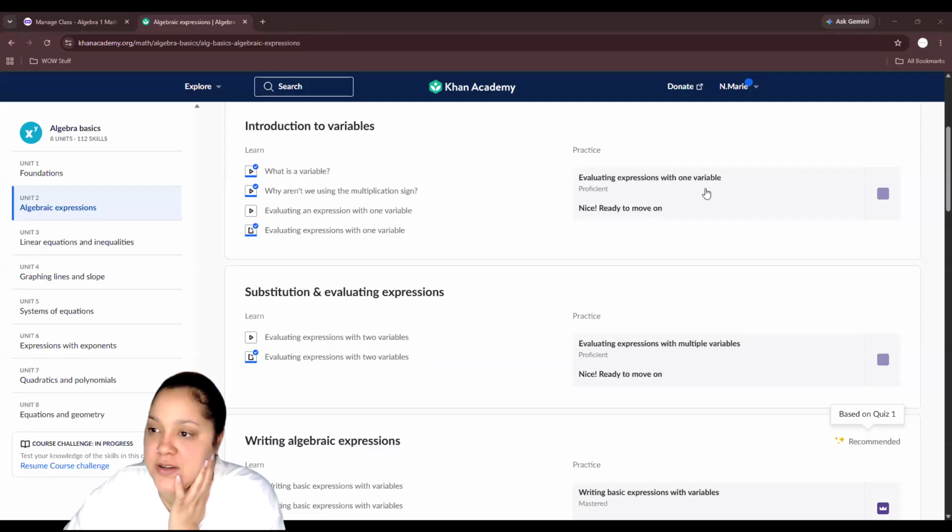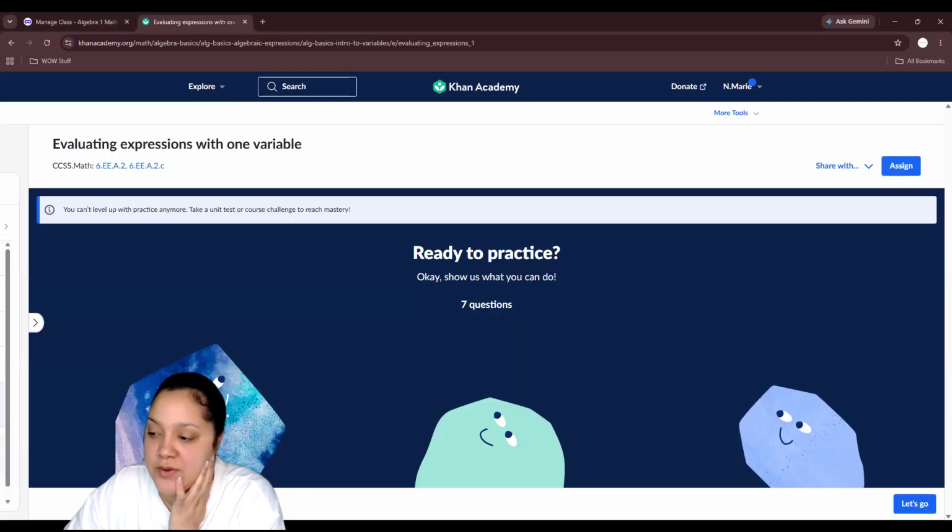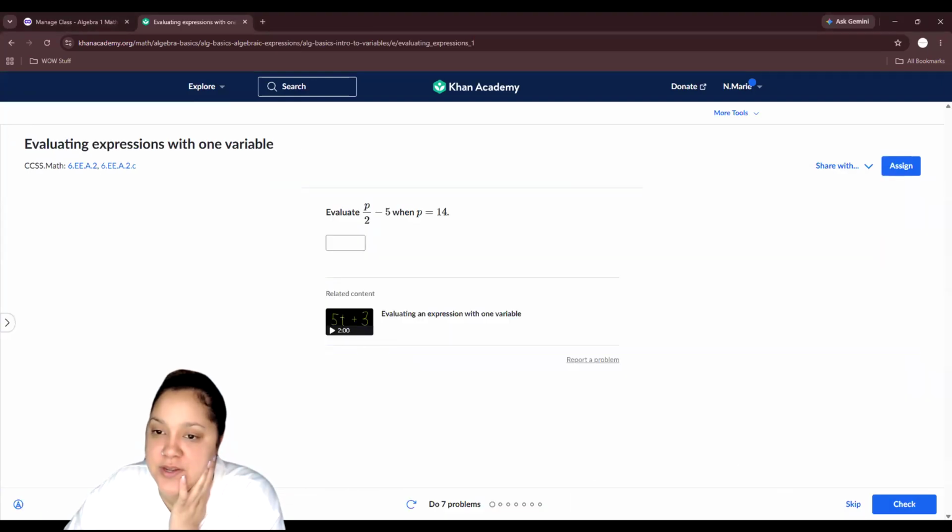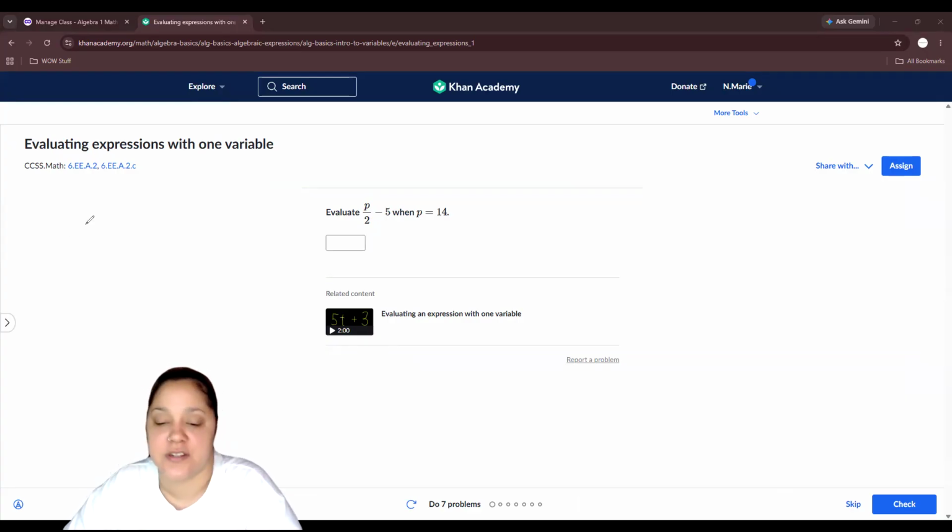So let's go back here. And you can see evaluating expressions with one variable, with multiple variables. So one variable is pretty simple. This is P over 2 minus 5, and it's letting you know that P is 14. So this would be 14 over 2 minus 5.